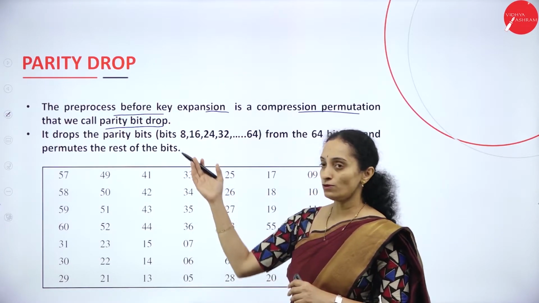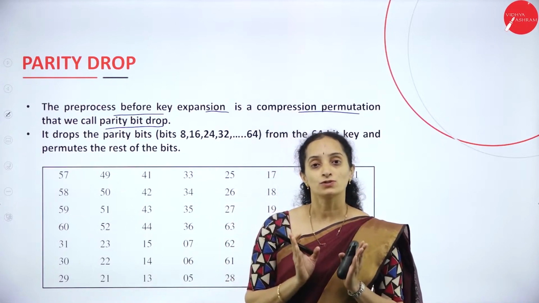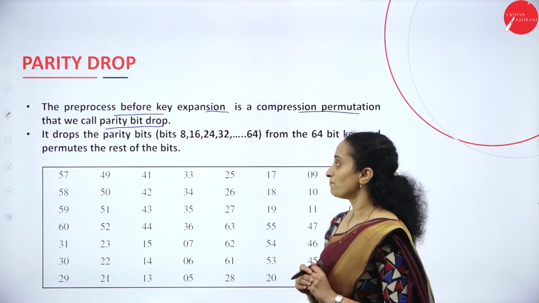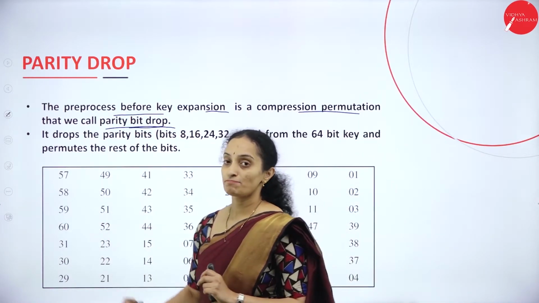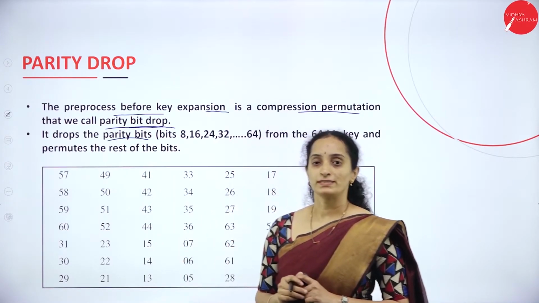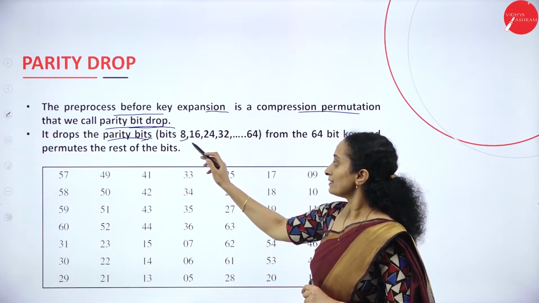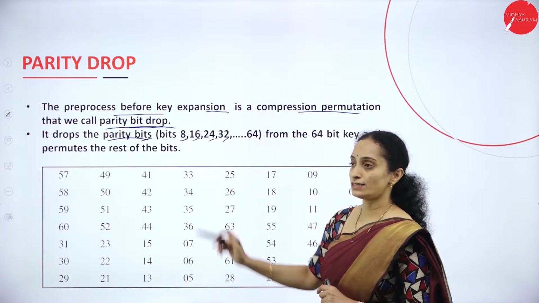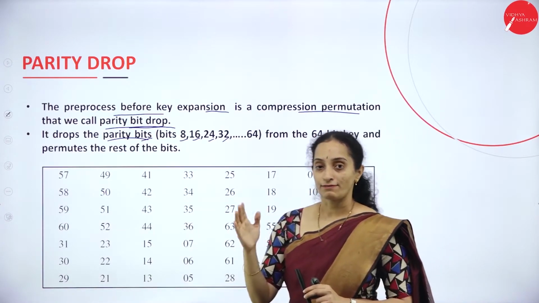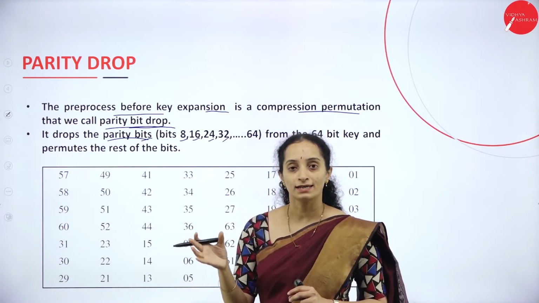In this case also, to drop the parity bits, we use the compression box, which reduces the 8 bits of parity using the compression P box. That we call parity bit drop. The bits it drops are the parity bits 8, 16, 24, 32. Why? Because we are using 7 bits of data and the next bit, making 8 bits, will be considered as the parity bit.